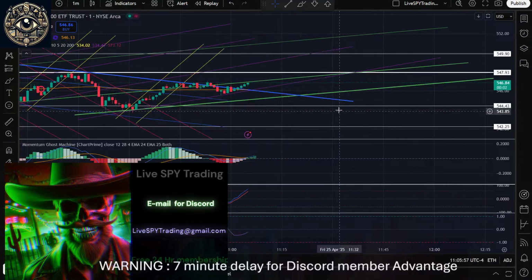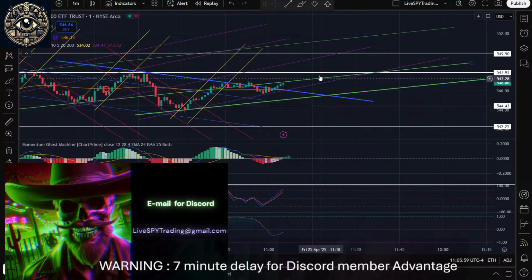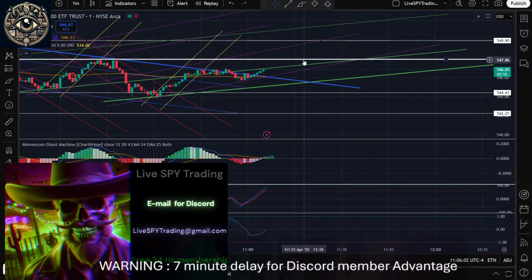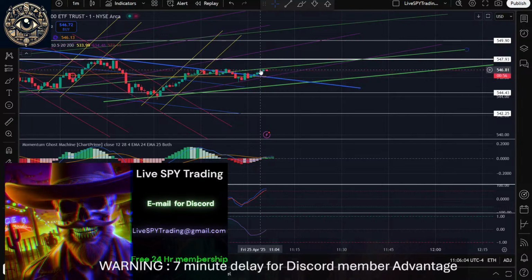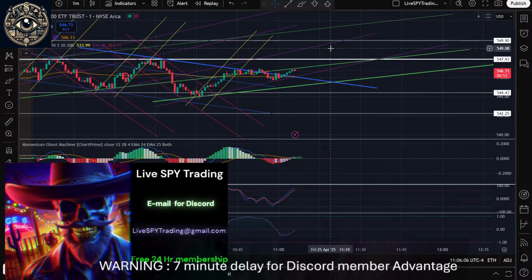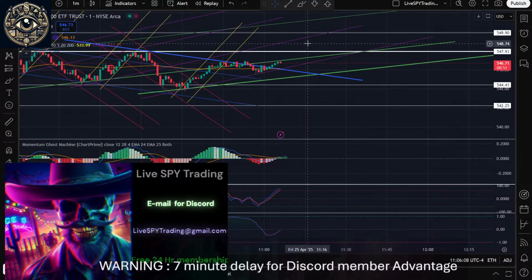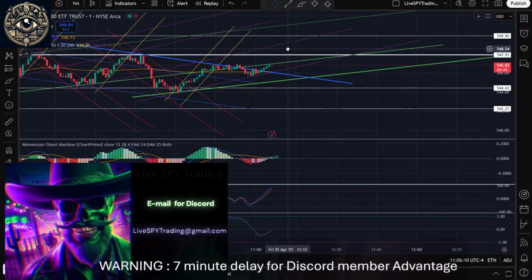There it is. Break a blue. You're in profit. I highlighted it. Now what you do from here on out, that's on you. I gave you the keys. I gave you the keys to the Lambo. Don't crash it.